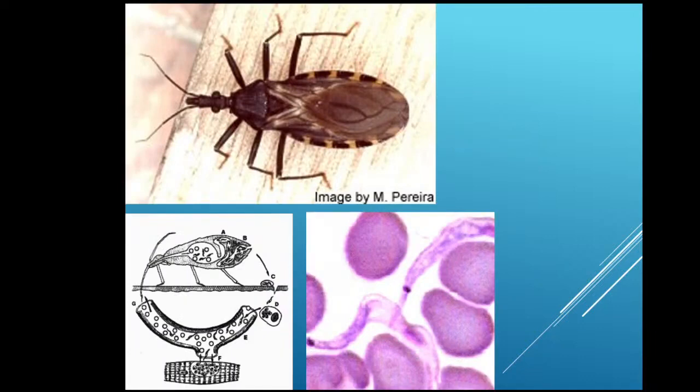This is the kissing bug or triatoma bug, and this is the specific vector for Trypanosoma cruzi. The geographical distribution of this bug is some regions of South and Central America. And the distribution of Chagas disease is limited by the distribution of triatoma bugs. So we can be infected by this disorder only by the bite of this bug.